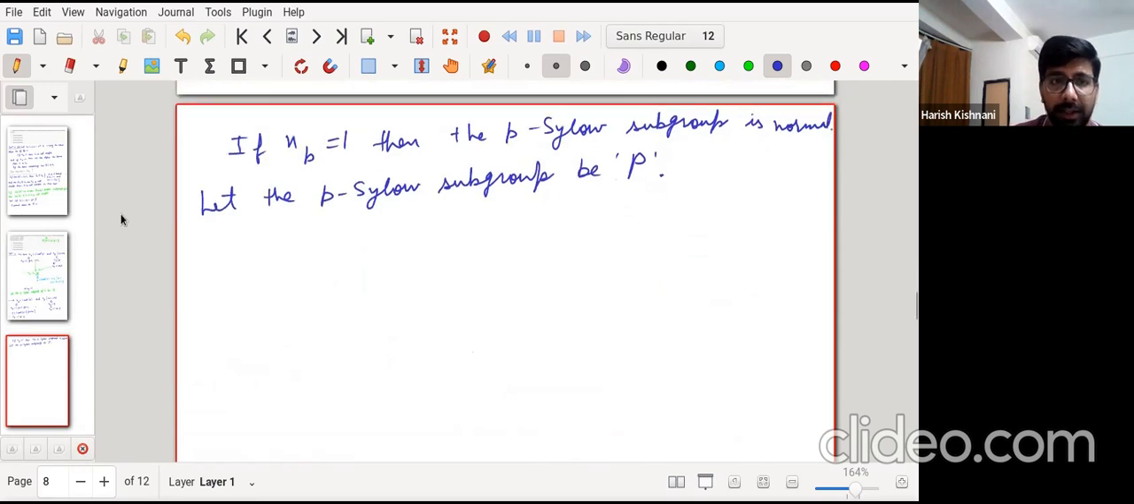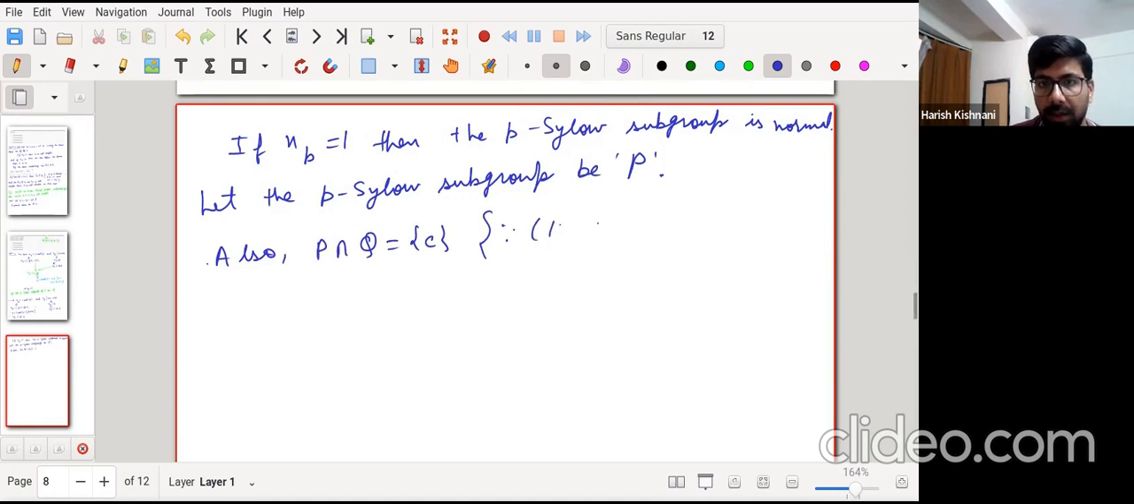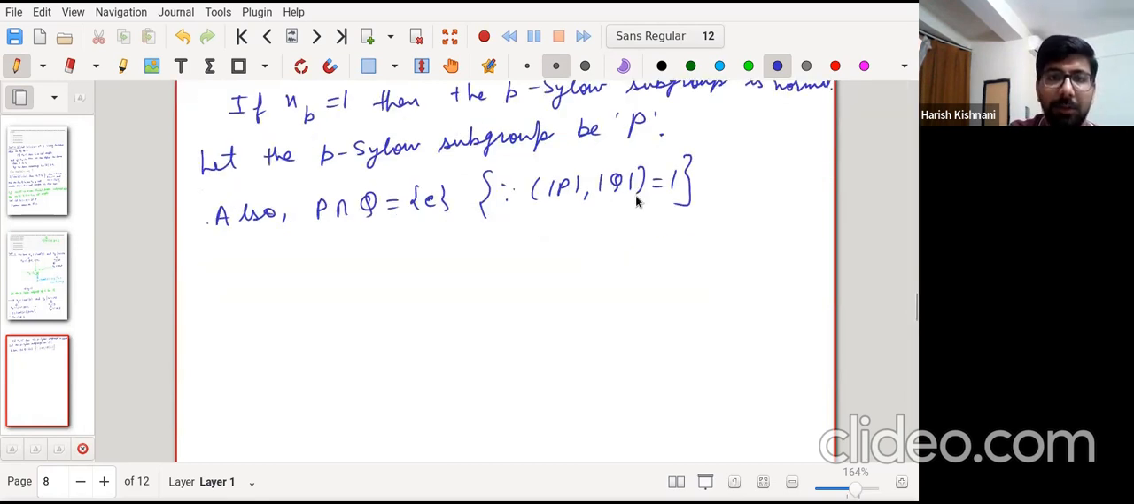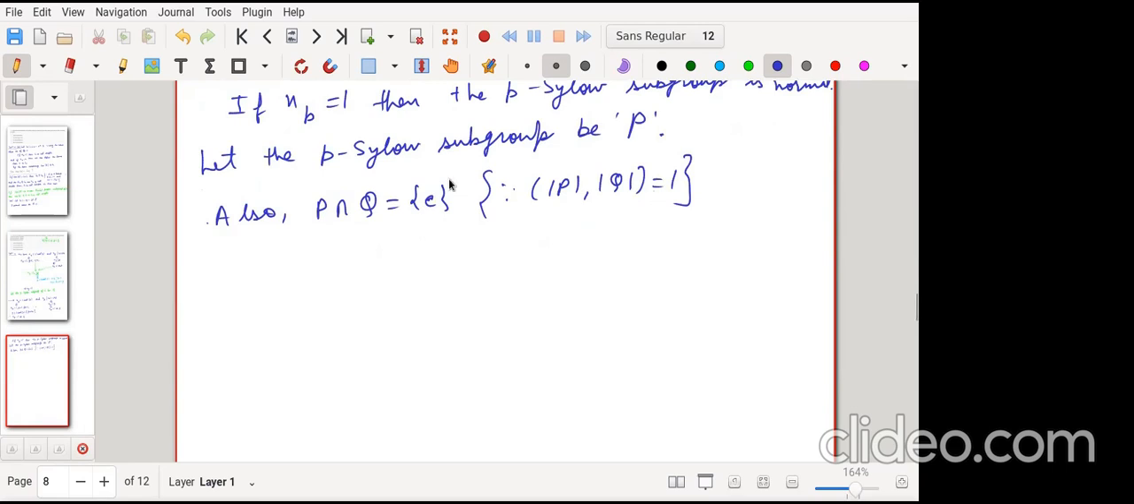Okay. And in addition to that, your P intersection Q is empty. Why? Because the order of P and the order of Q are co-prime. If this P intersection Q is non-empty, then it has some order that has to be a divisor of the order of P and the order of Q. So there is no possibility for it except one. So it has to be the identity.